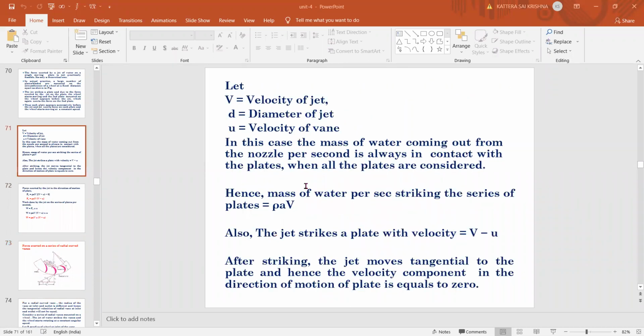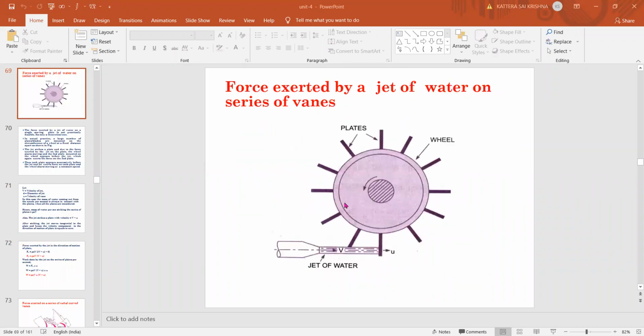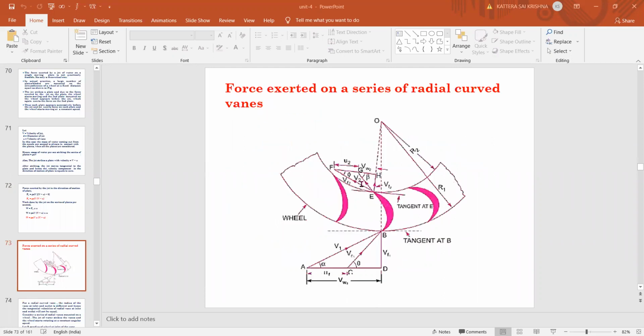Generally, we cannot see any flat plates on turbines. Always curved blades will be there on turbines. So this is the general thing which you have seen now. What we are seeing next is very important: the force exerted on a series of radial curved vanes. What is the meaning of this? On a drum, you can see a number of blades which are curved.